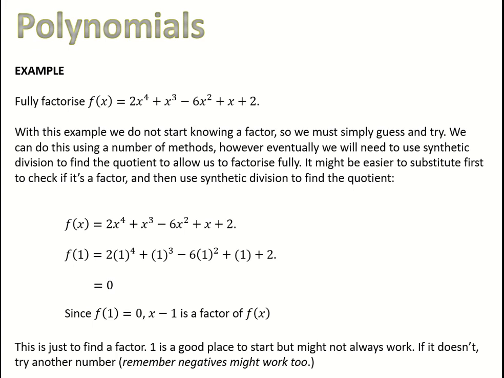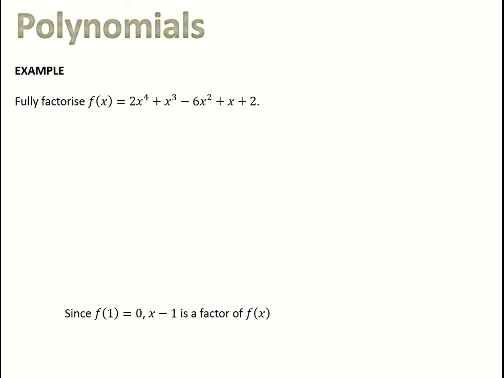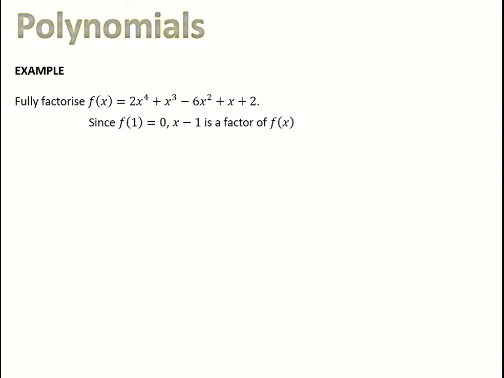So that just finds a factor. It's obviously a good place to start, but remember you can check your negatives as well. You can try 1, you can try minus 1, and then you just need to keep going until you find one. So I'm going to use this fact to start a synthetic division table. Remember the coefficients across the top: 2, 1, minus 6, 1, and 2. I know that x minus 1 is a factor, so I can work the 1 through.